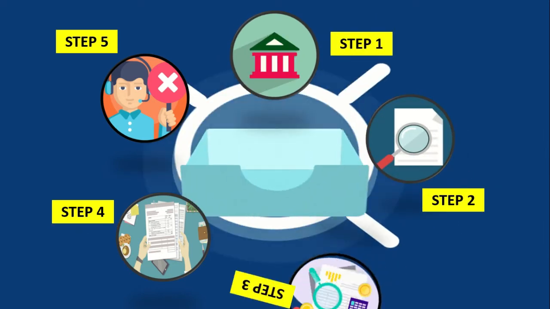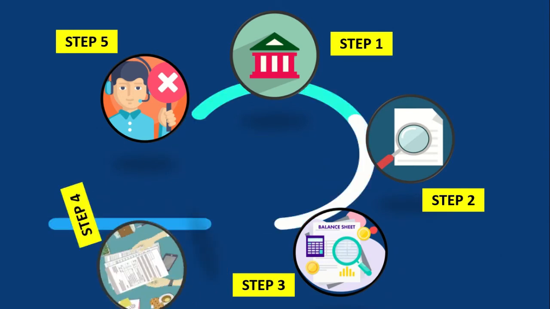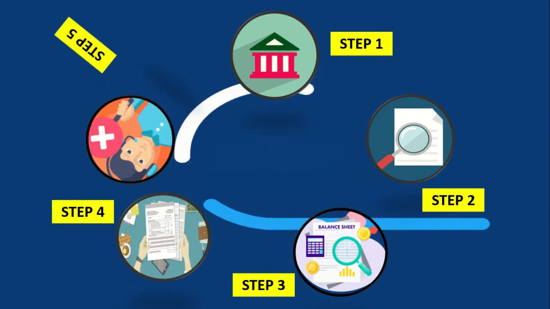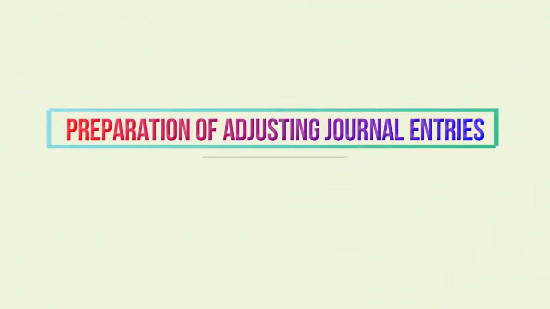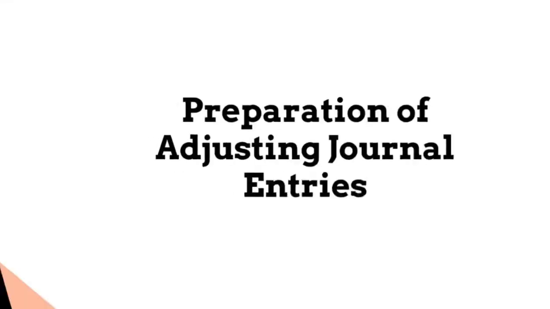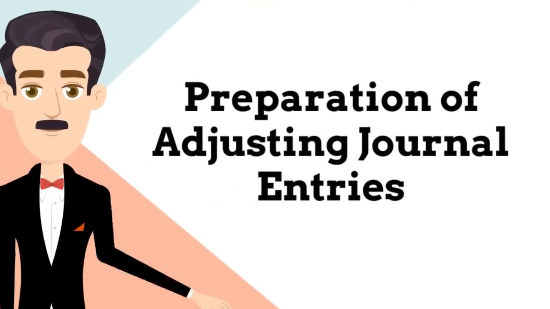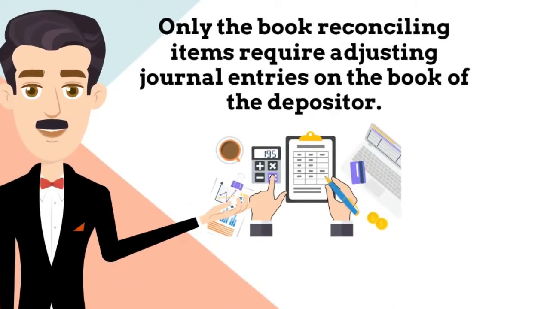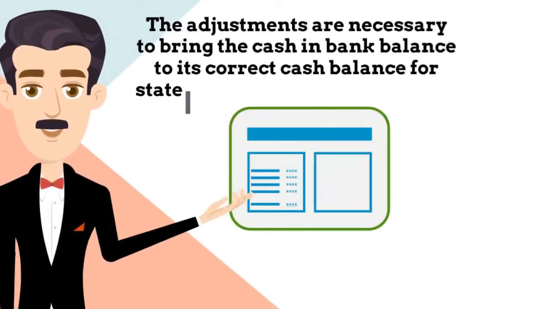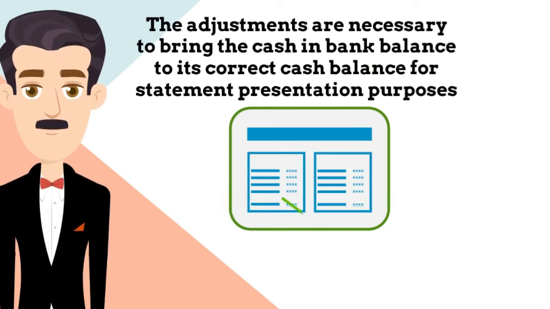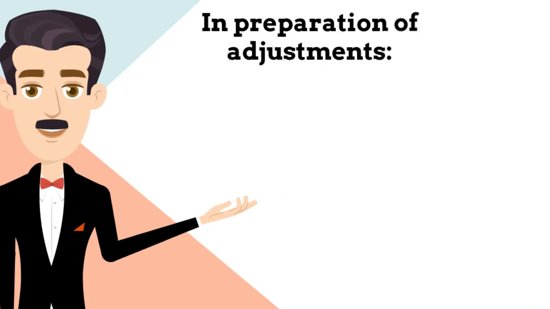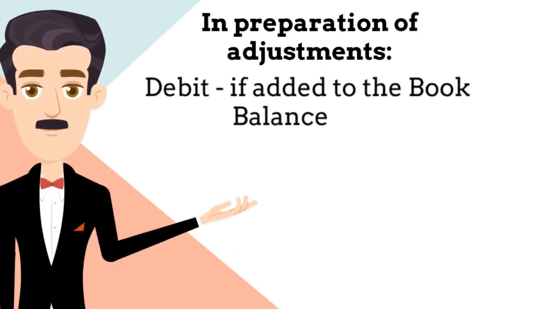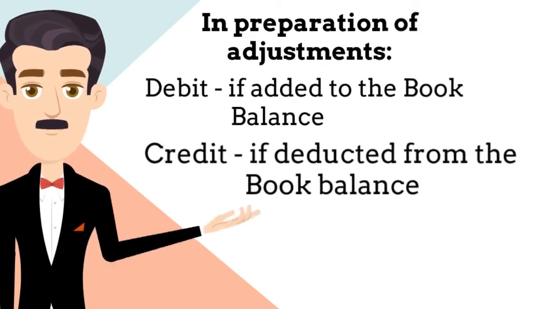Once the balances are equal, businesses need to prepare journal entries for the adjustments to the balance per books. In preparation of adjusting journal entries, only the book reconciling items require adjusting journal entries on the books of the depositor. The adjustments are necessary to bring the cash in bank balance to its correct cash balance for statement presentation purposes. In preparation of adjustments, debit if added to the book balance, and credit if deducted from the book balance.